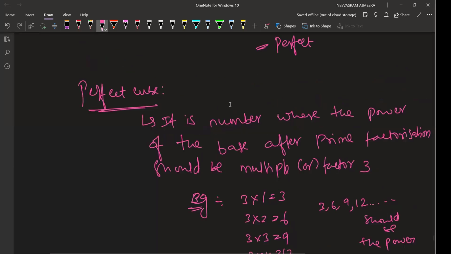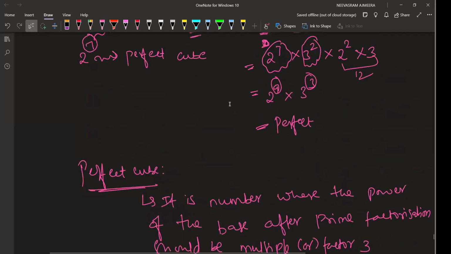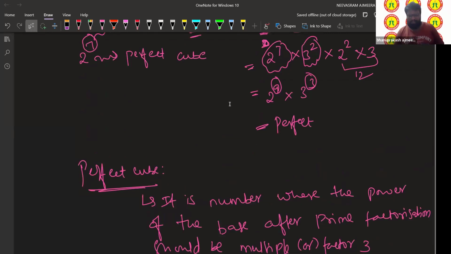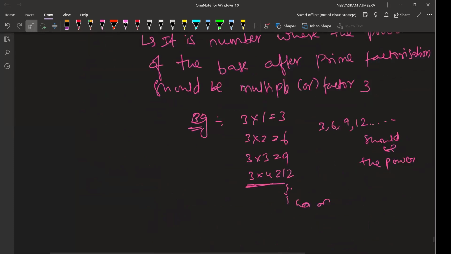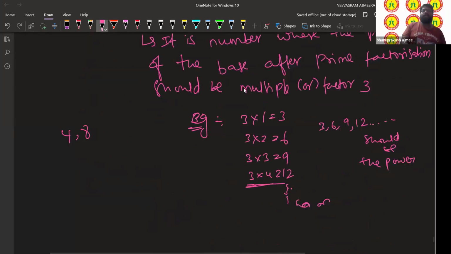Sir, 4 and 8 are also perfect squares, but they're not a multiple of 3, right? So 4 and 8, how are they perfect cubes?